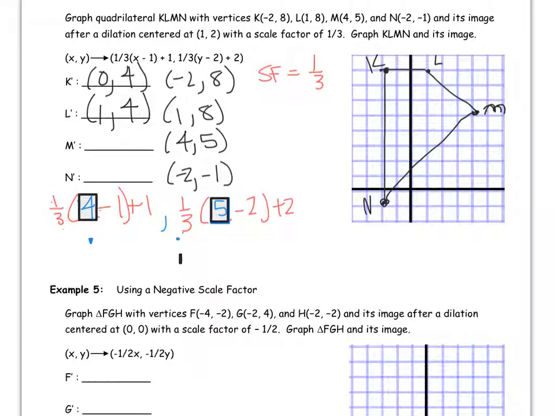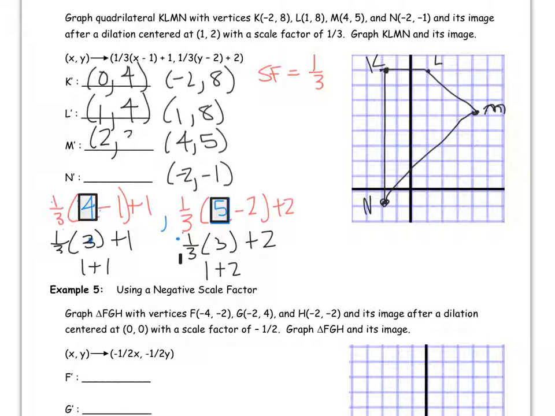Okay, plugging that in. So let's work this out mathematically. So 1/3 times 4 minus 1 is 3. Bring down plus 1. 1/3 times 3 is 1. And then 1 plus 1 is a grand total of 2. All right, next, 5 take away 2 is 3. And then we're going to bring down the plus 2. 1/3 times 3, we already know that's 1. And then 1 plus 2 gives us a grand total of 3.